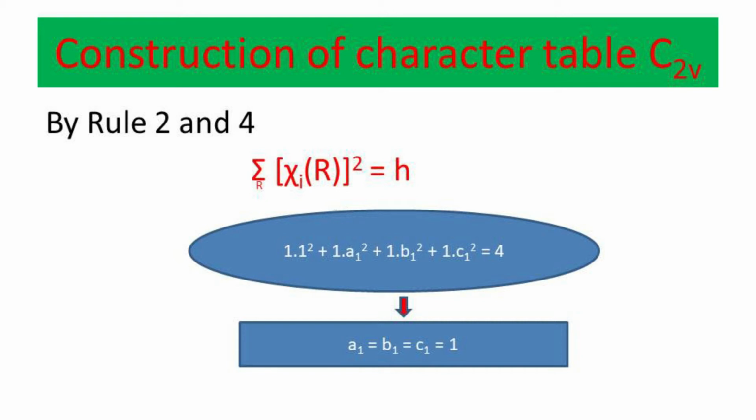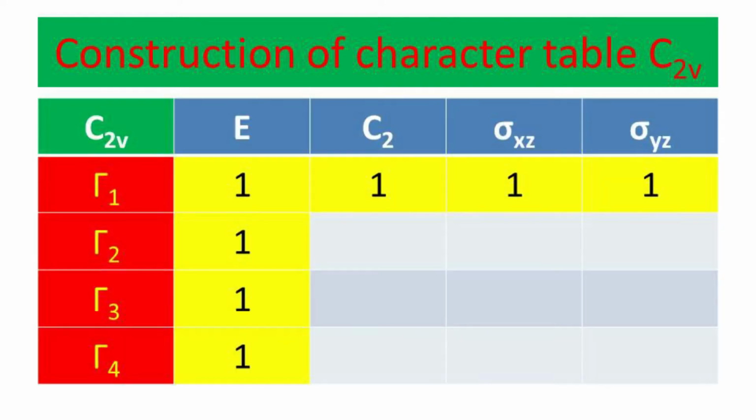Here in this abelian point group, the C2v point group, every operation is a class. Therefore the number of members in the class, or order of a class, is 1, and that I am representing at the beginning of the square. See how the summation is written: 1 into 1 square, where the first one is the class order for that class, plus 1 into a1 square plus 1 into b1 square plus 1 into c1 square is equal to 4. What does it mean? a1 is equal to b1 is equal to c1 is equal to 1, and that finding is represented in the first irreducible representation.